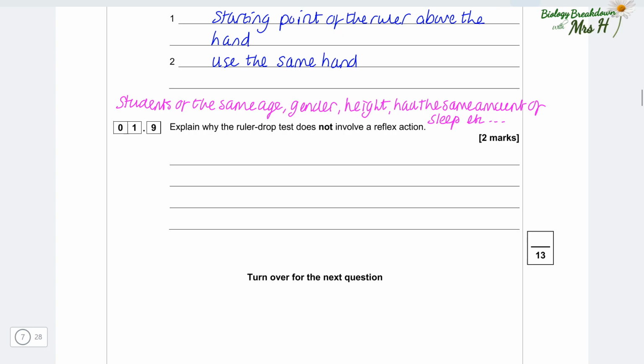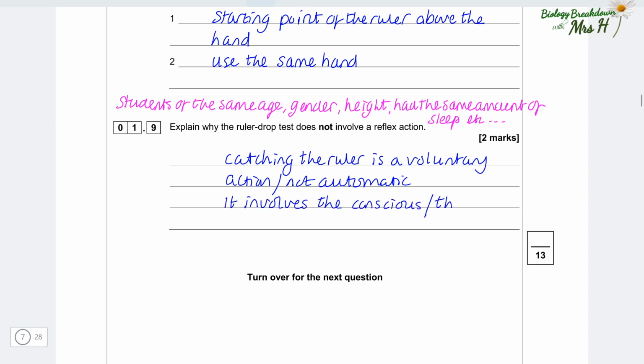Explain why the ruler drop test does not involve a reflex action. Well, that is because catching the ruler is a voluntary action, so it's not automatic. It involves the conscious or the thinking part of the brain.